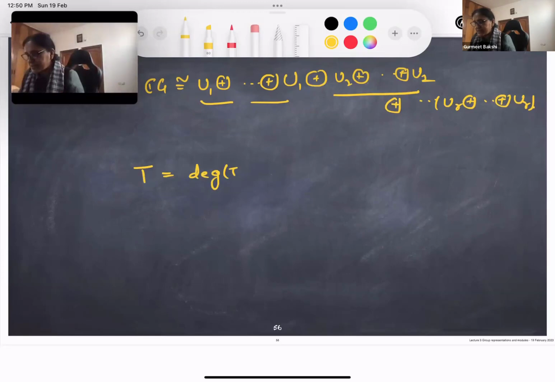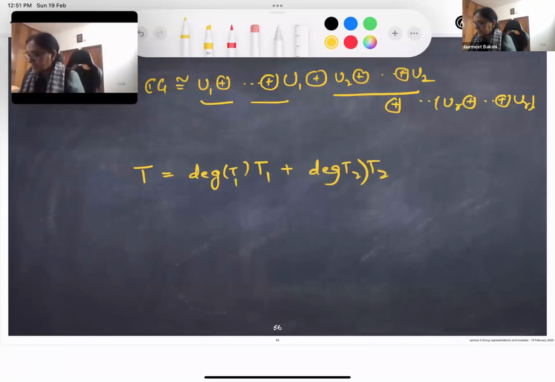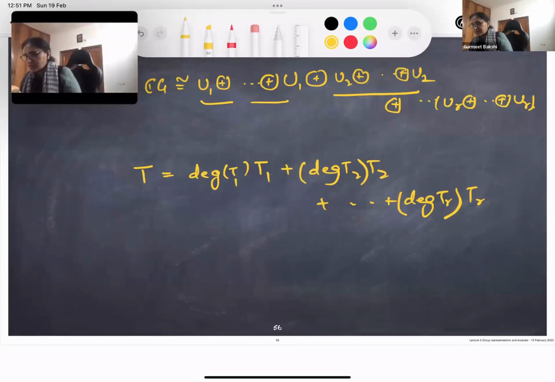The degree of T1 is the dimension of U1 as a vector space. So it is this, then the degree of T2 times, and then the degree of TR times. So if I go to characters, then I will say that the regular character is the sum of irreducible characters, each occurring its degree times. The regular representation is equivalent to that.